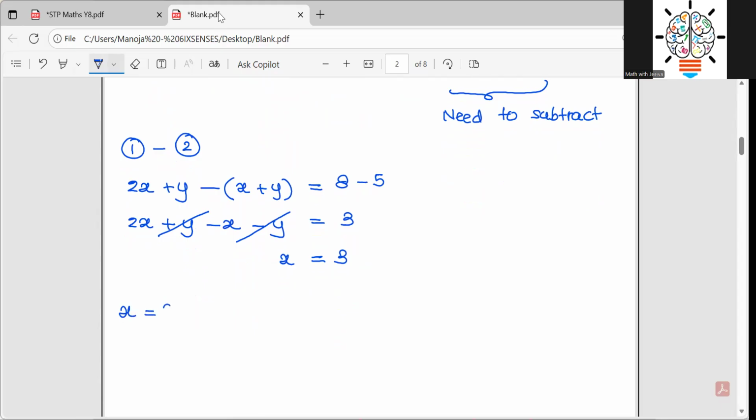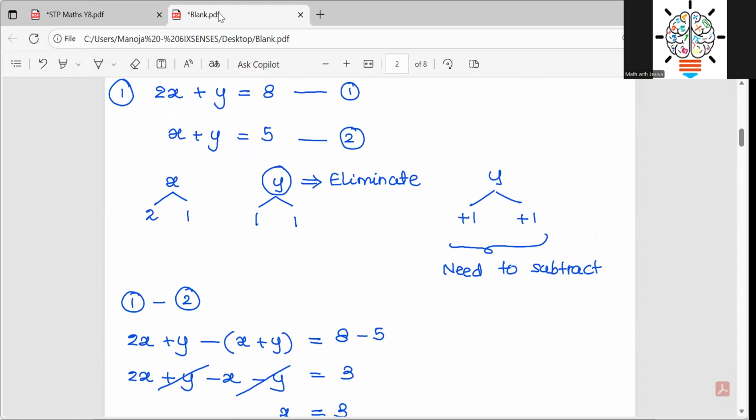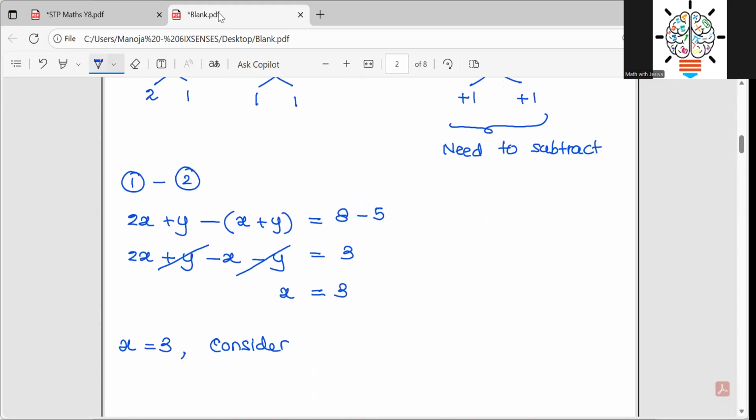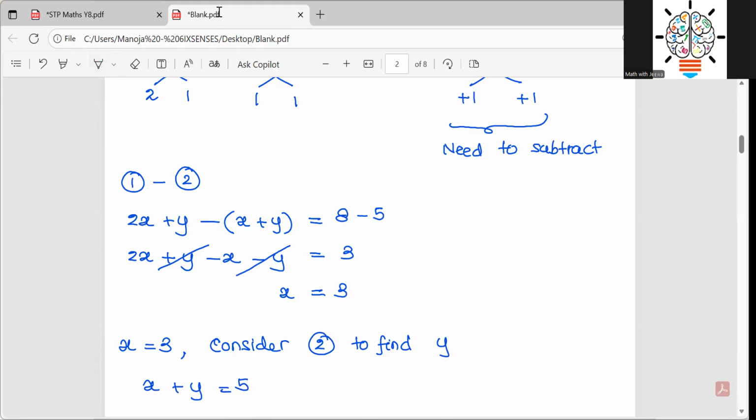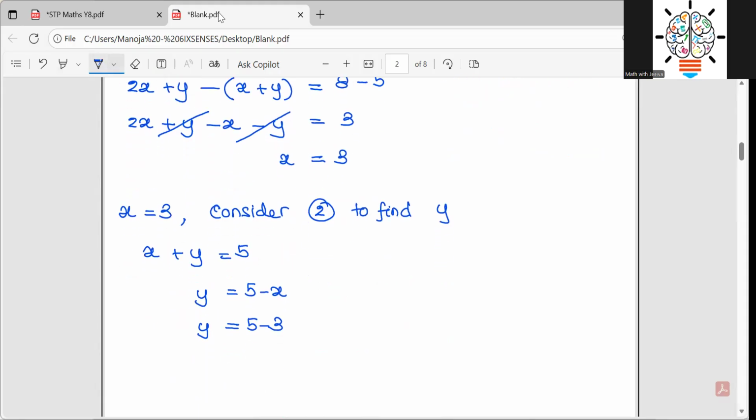X equal to 3. Consider equation 1 or 2. Here I take equation 2 because it's easier, it's a simple one. Consider 2 to find y, right? Then I write x plus y equal to 5. And then I write y equal to 5 minus x, y equal to 5 minus 3, and y equal to 2. Now we are done.